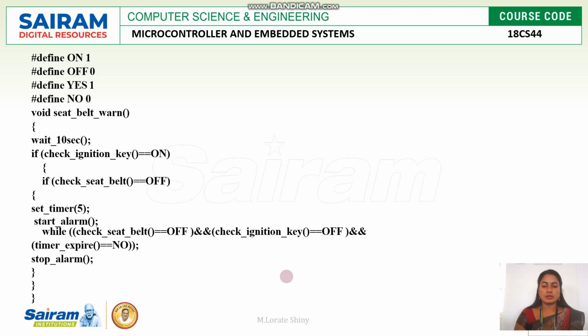Then here the program is also written. First we are defining on state, off state, yes and no, and this is for making the configuration for the seat belt warning system. The system will wait for 10 seconds. Then it will check whether the ignition key is still on and the seat belt is off. If the seat belt is off and the ignition key is on, then it sets the alarm for 5 seconds. During this 5 second period, it will check whether the seat belt is still off, or the ignition key is off, or time expired. If anything happens, then the alarm will be stopped.